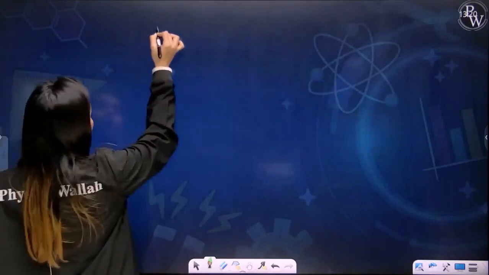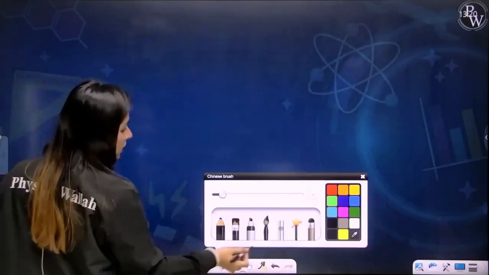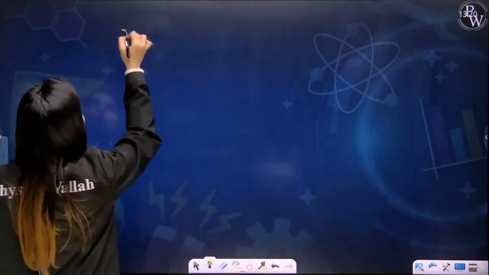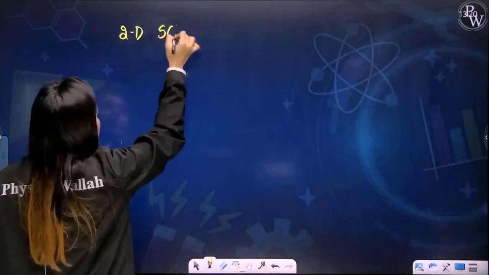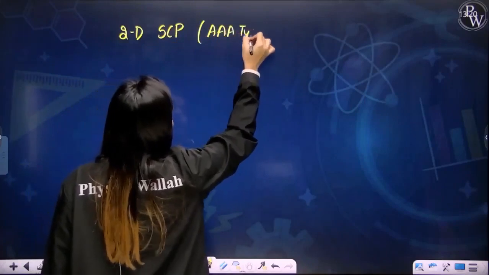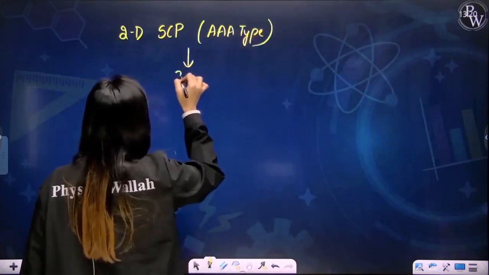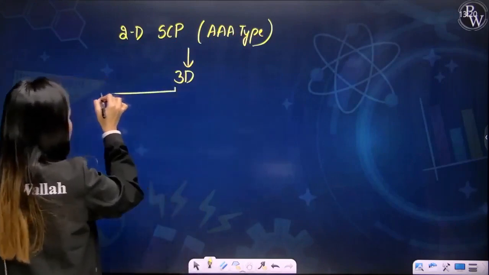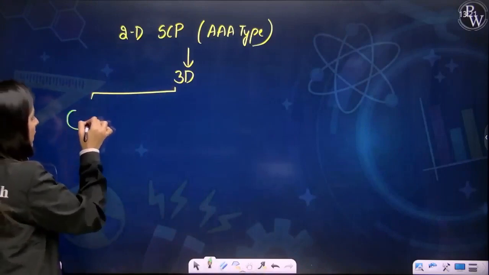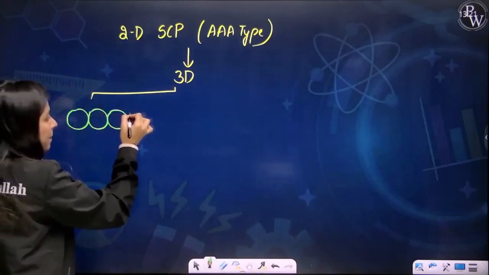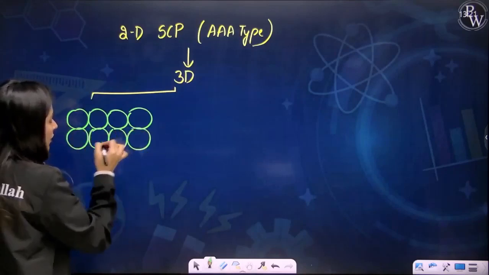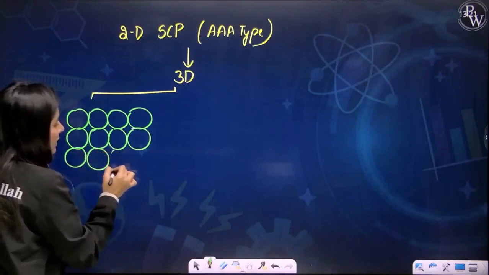Let's say now we are going from the two-dimensional SCP, that is the square close packing, which was AAA type of layering, to the three-dimensional part. So how can it be? It can be in two different ways. Either you will have the first layer the same, AA type. Now what you have to imagine is that this whole is your A layer.